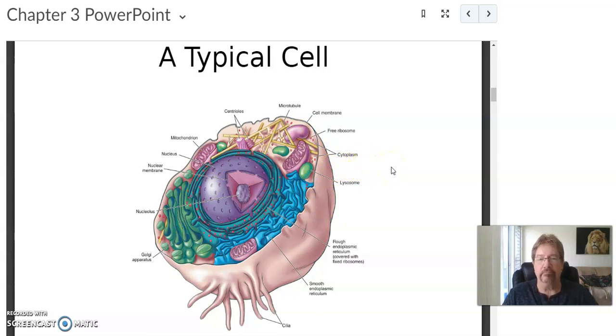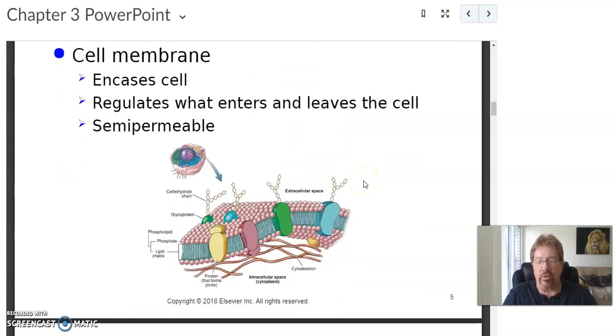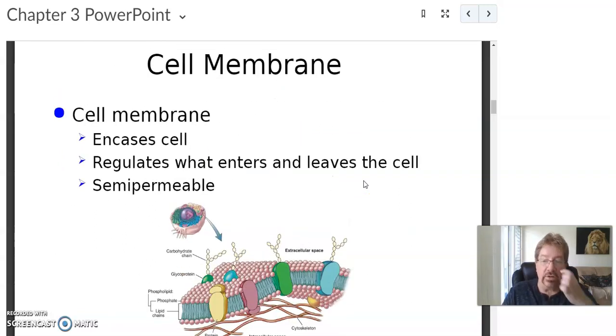Okay, very important. Life functions on a chemical level, but it also functions on a cellular level. The cell membrane is extremely important. Why? Because it controls what gets in and out of the cell. The cell regulates what enters and leaves it; it's semi-permeable. What does that mean? It means that some things can get in and out and some can't, which is exactly what we want.